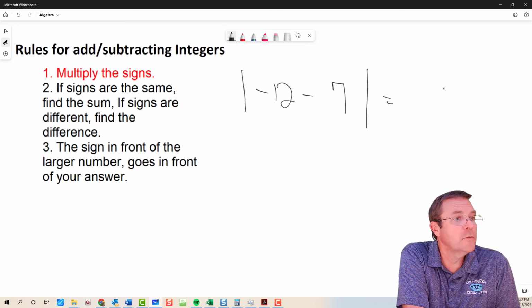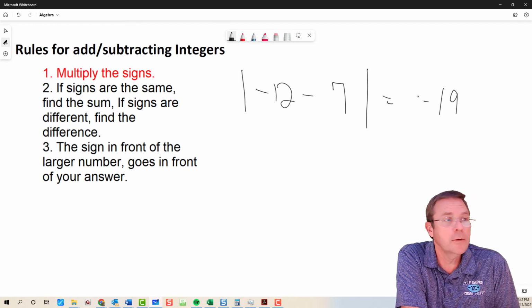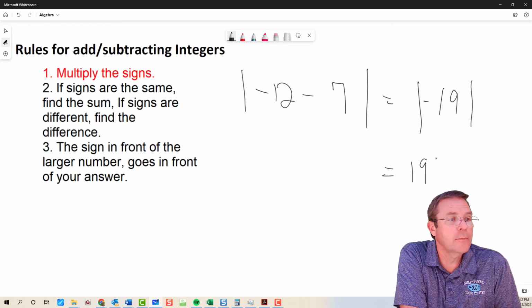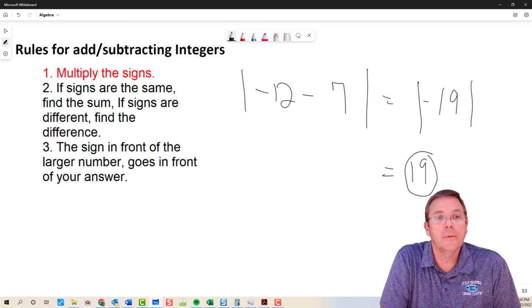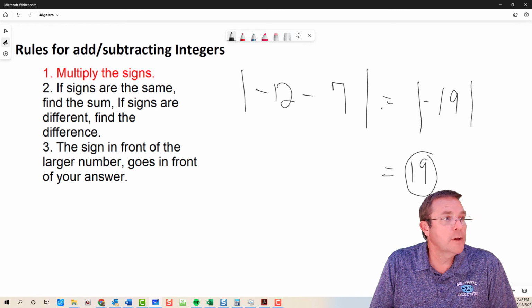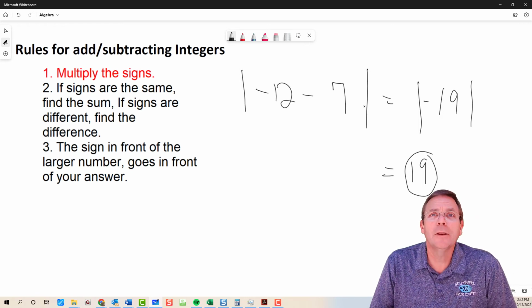The sum of 12 and 7 is going to be 19 with the sign of the larger number going in front of the answer, but that still needs to be an absolute value. The absolute value of -19, the absolute value of any number, is going to be the positive version of that number. So from there, +19, easy math. Anybody can do this stuff.